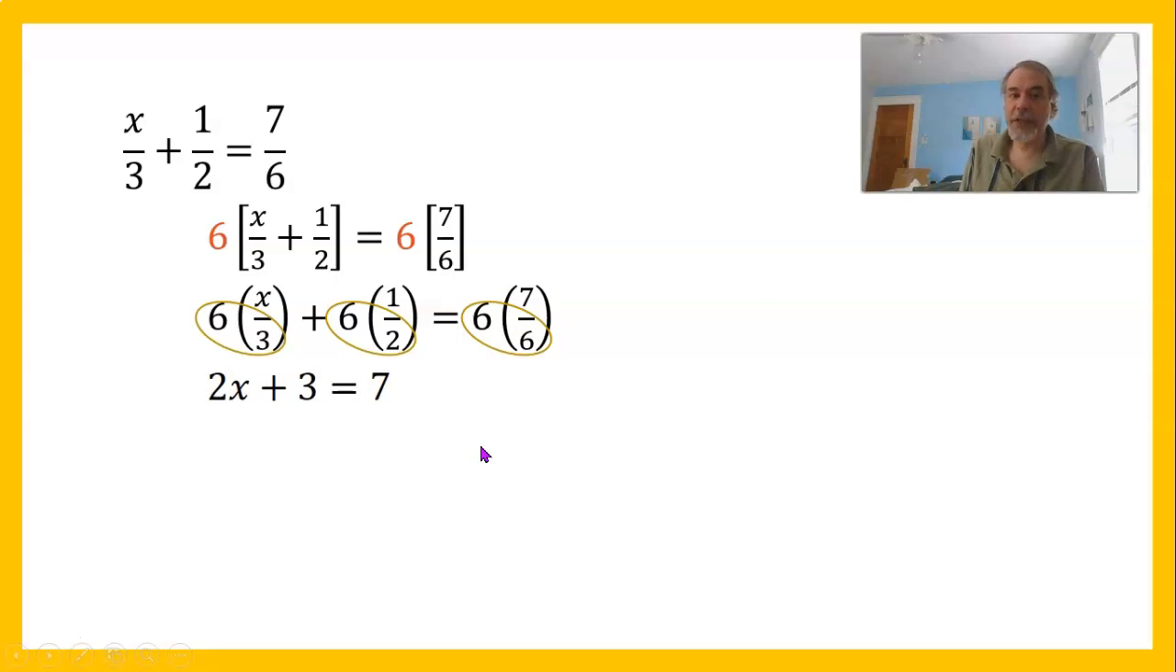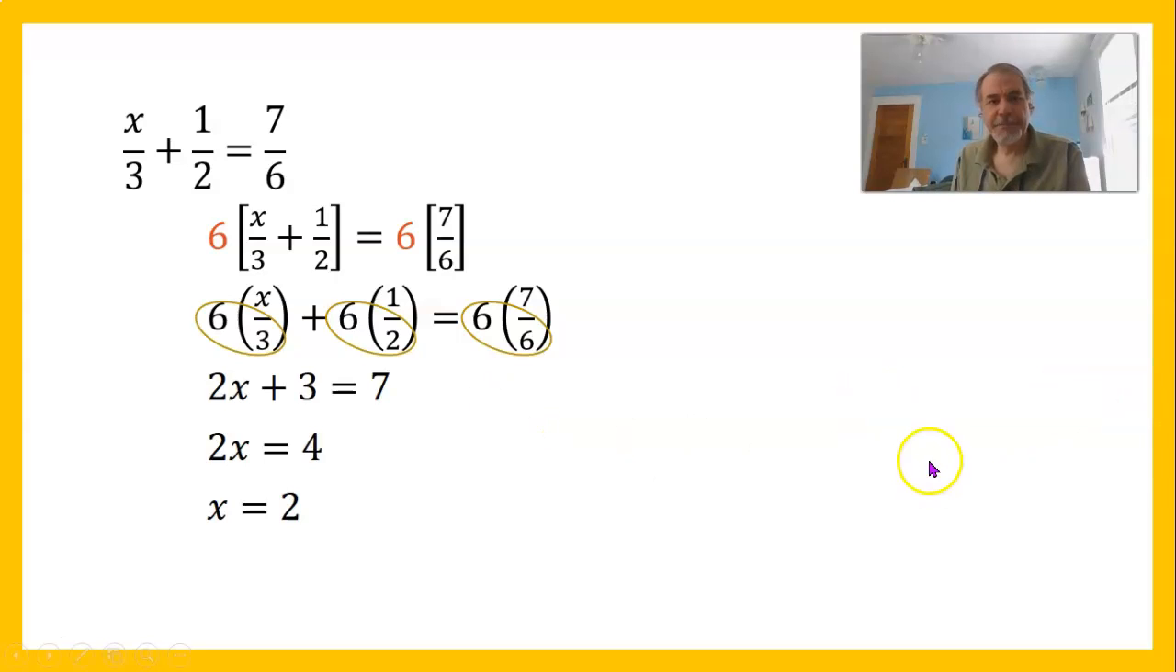Now to finish solving that, what do we do next? Subtract 3 on both sides. So 2x equals 4. And what do we do next? To get from 2x to just x, divide both sides by 2. So x equals 2. And it really is true that 2/3 plus 1/2 equals 7/6.